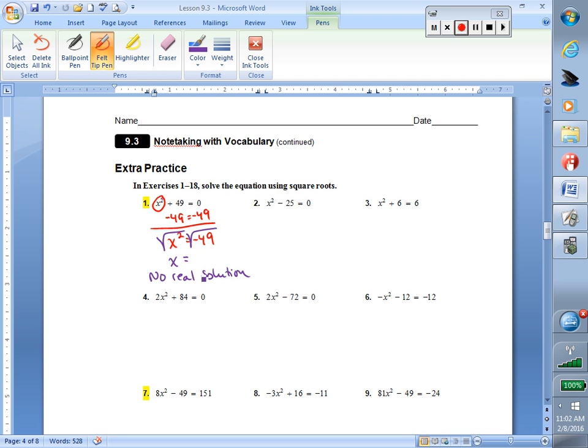I know we're used to, when an equation doesn't work out, just putting no solution. But again, there is that set we call imaginary numbers that do help us take the square root of a negative. They are a special set. We're not going to deal with those, but that's the reason why we need to put no real solution.